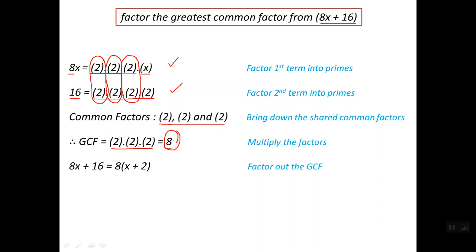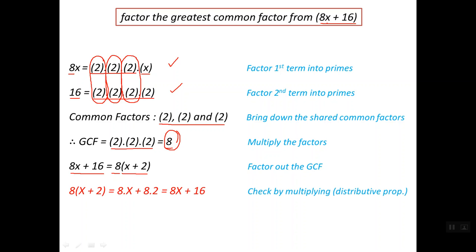Now we start with the factoring. So this is the original statement. So we bring the greatest common factor outside, so it will be multiplied by the remaining from 8x, which will be x, the sign is positive, and the remaining from 16, which is 2. So this is the way to factor, by bringing the greatest common factor outside.